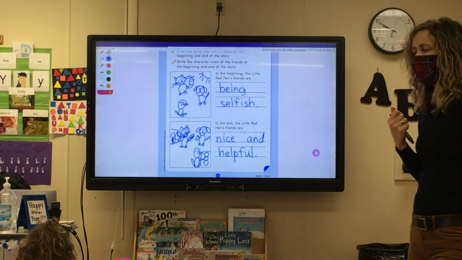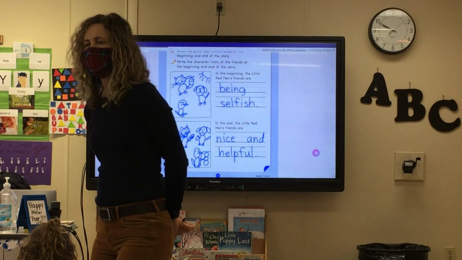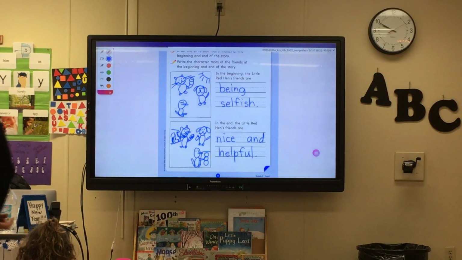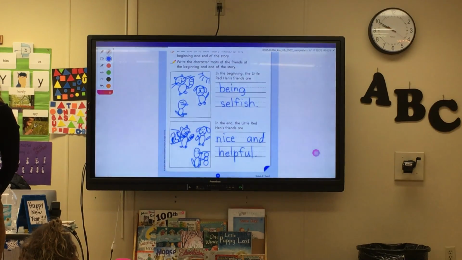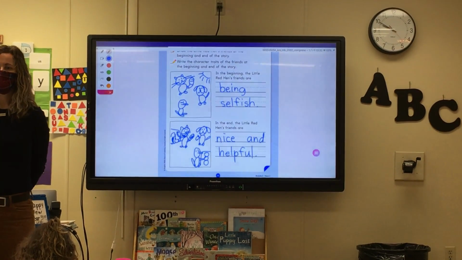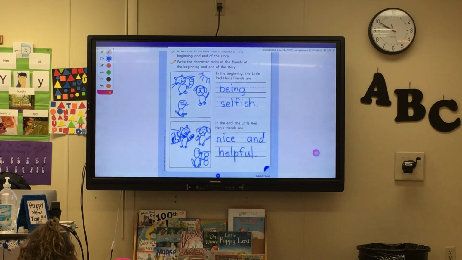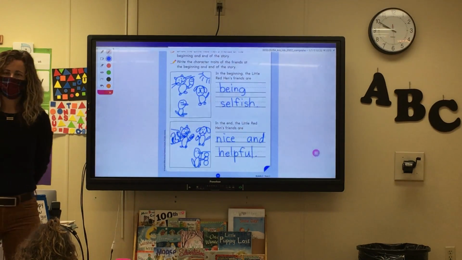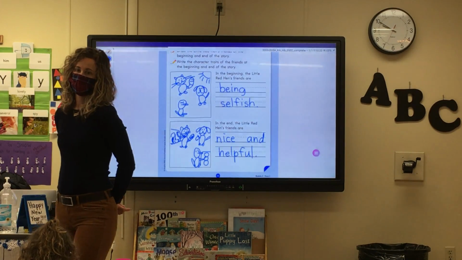So did they change by the end of the story? Why do you think they changed? Why do you think they changed the way that they were acting, Poppy? Because whatever it was, she was being really nice. The hen? And, yeah, the hen was being really nice. She made a pizza, and it was so good that they wanted to help.